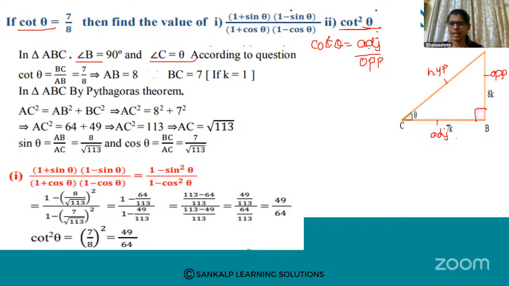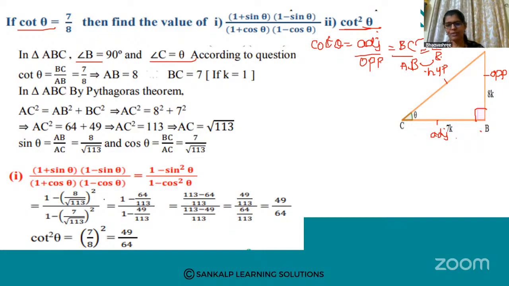Reciprocal of tan theta: adjacent divided by opposite. Adjacent side is BC, opposite side is AB. Okay, so 7 by 8 is given, which means BC is 7, AB is 8. So it is 7K; K means any constant, we will take K equal to 1. It doesn't make any difference. 7 into 1 is 7 only, right? So BC is 7 and AB is 8.